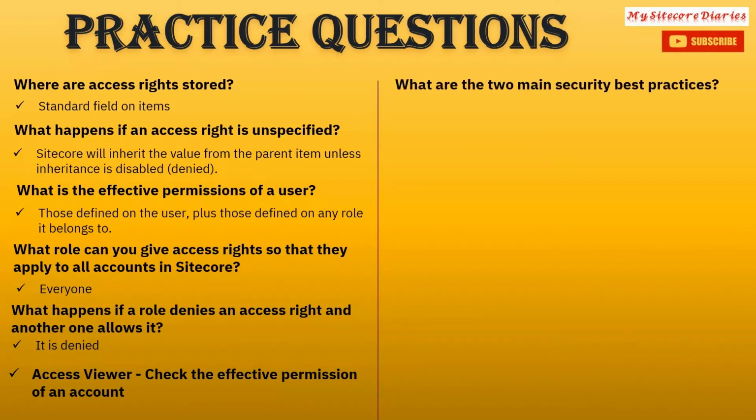What are the two main security best practices? First, don't set security on users. As said, we should be setting up the security on the roles, and avoid using explicit deny.